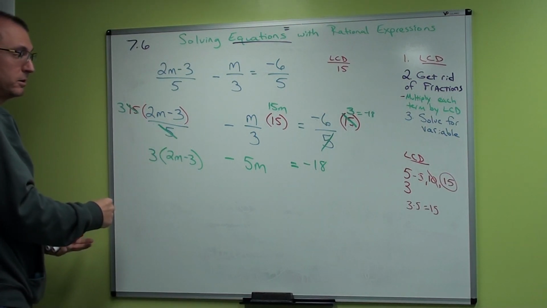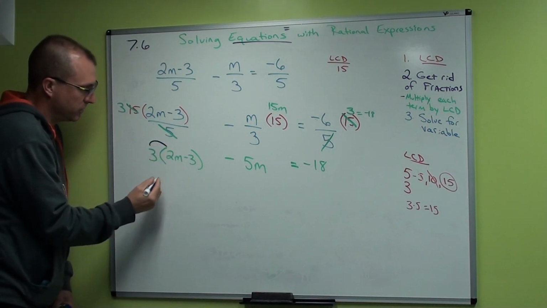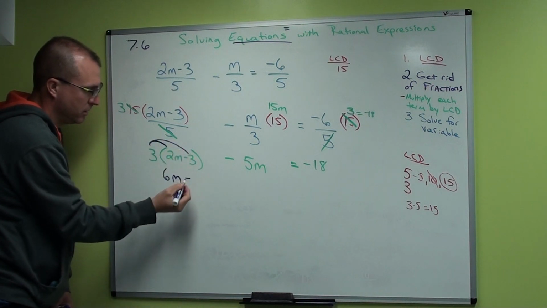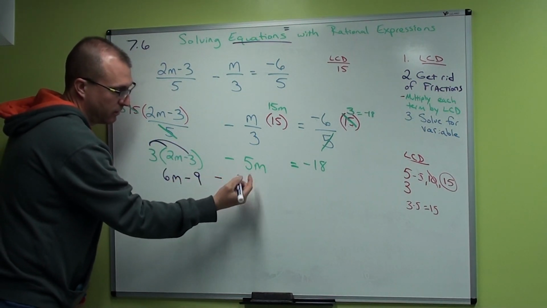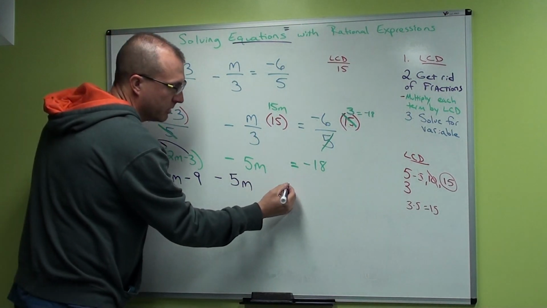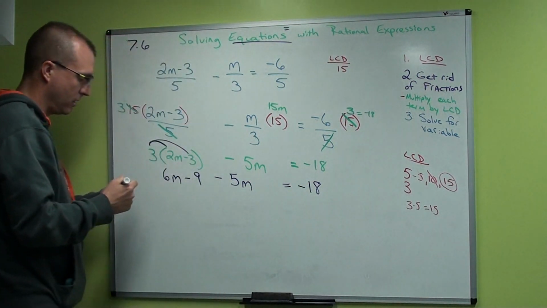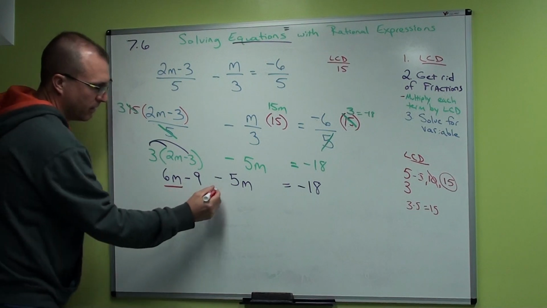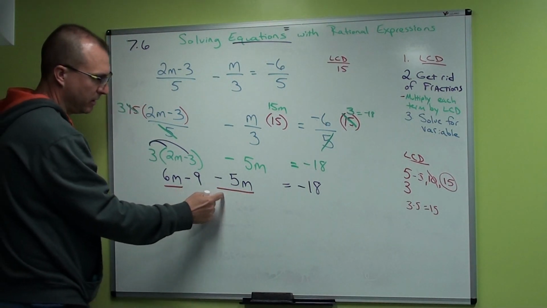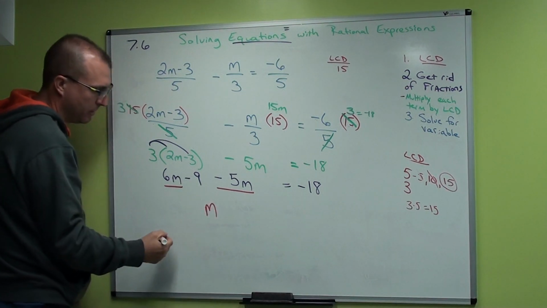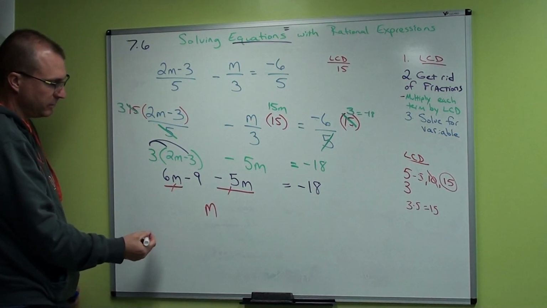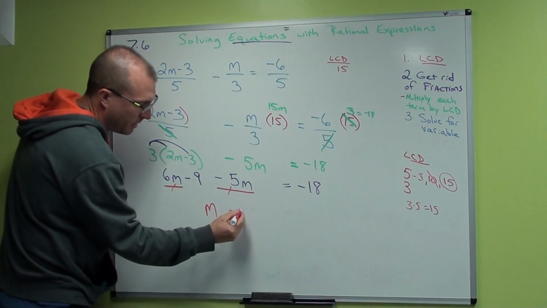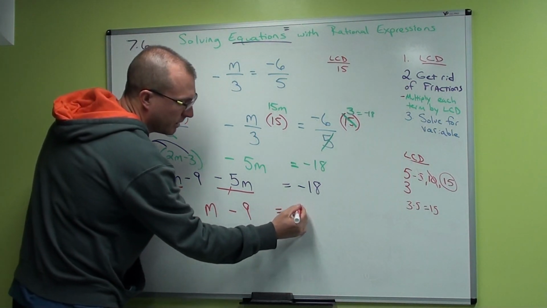Alright. Same steps as before. Distribute, combine like terms, solve for your variable. Alright, distribute first. 6m minus 9, nothing happened here, 5m is equal to negative 18. Alright, what can we combine here? Well, we have a 6m here and a negative 5m there. 6m minus 5m is m. So that takes care of those two. I cross them out like that so I don't forget to bring something down. I have to bring this down, negative 9. So it's m minus 9 is equal to negative 18.